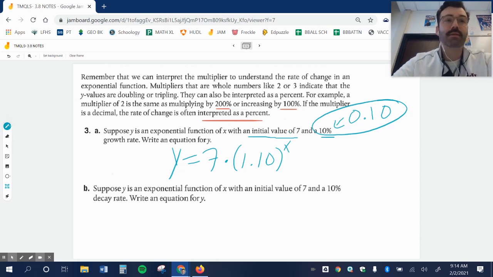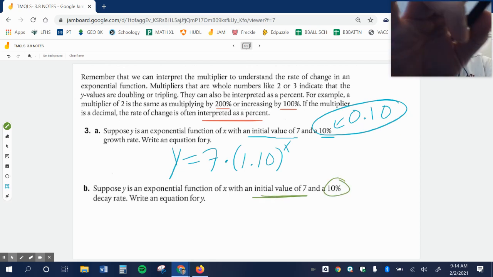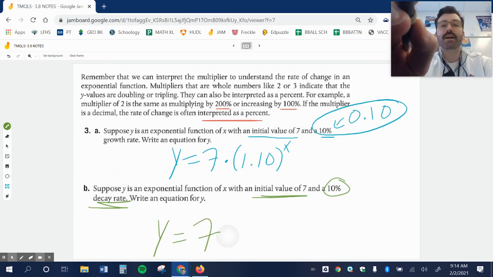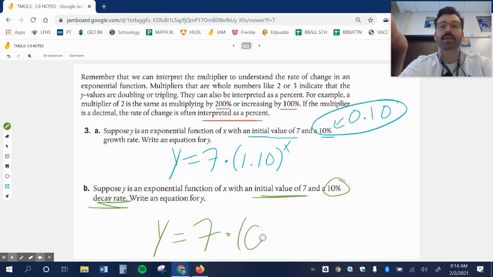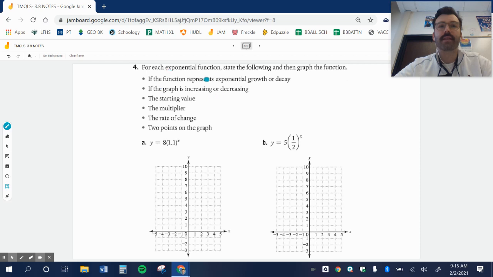Here, in this next problem, in part B, we still have that initial value of 7, but now it's a 10% decrease. So it's going to start the same, 7 times, but since it's a percent decrease, it'll be a number less than 1. So I'll do 1 minus 0.10 and get 0.9. This came back. This stuff is from first semester, that percent increase and decrease.